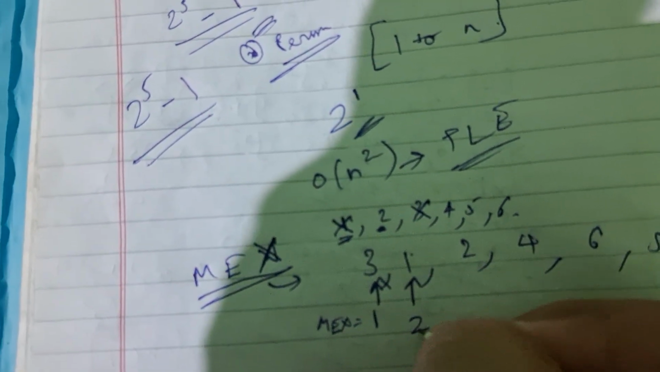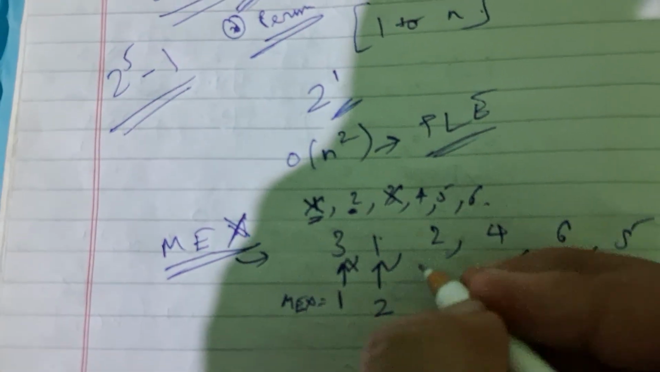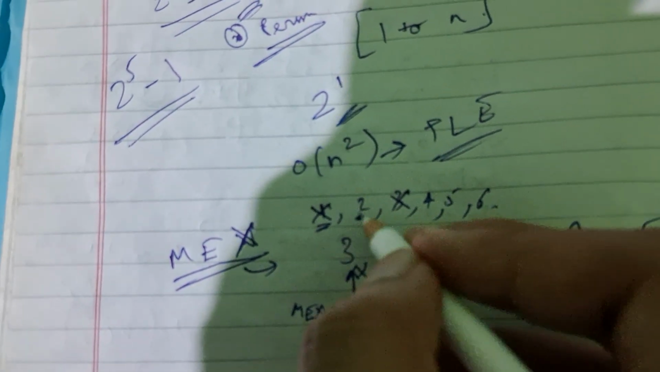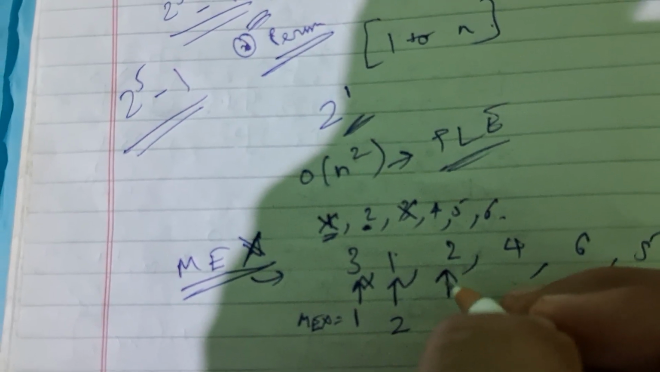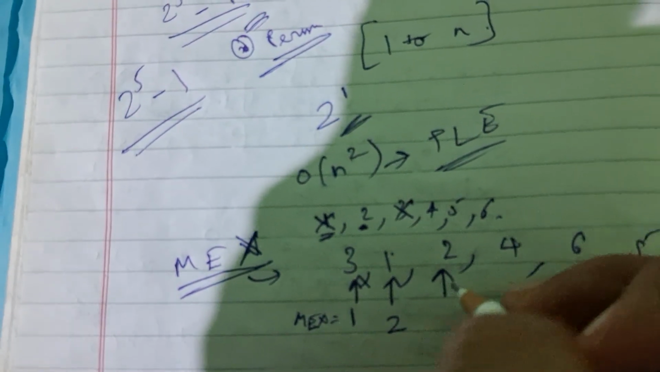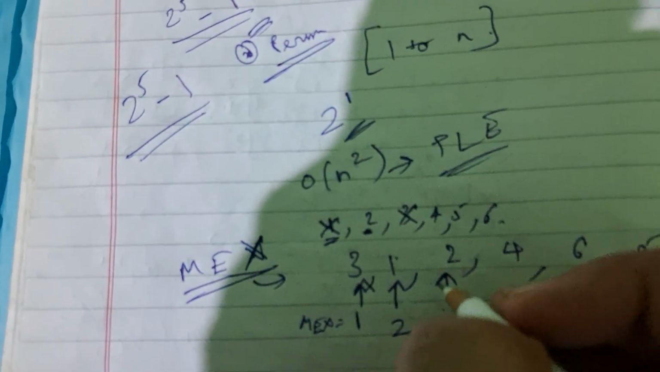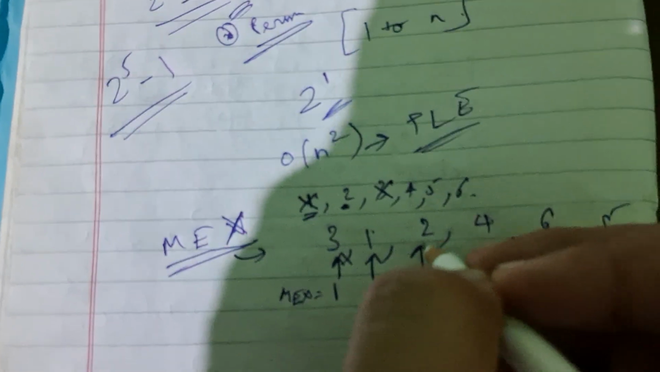So are 1 and 2 equal? Nope. So now you have to check for 2. Now are 2 and 2 equal? Yeah, it is equal, right? Remember one thing, it is equal. But over here one condition occurs: is 2 present in its correct position?